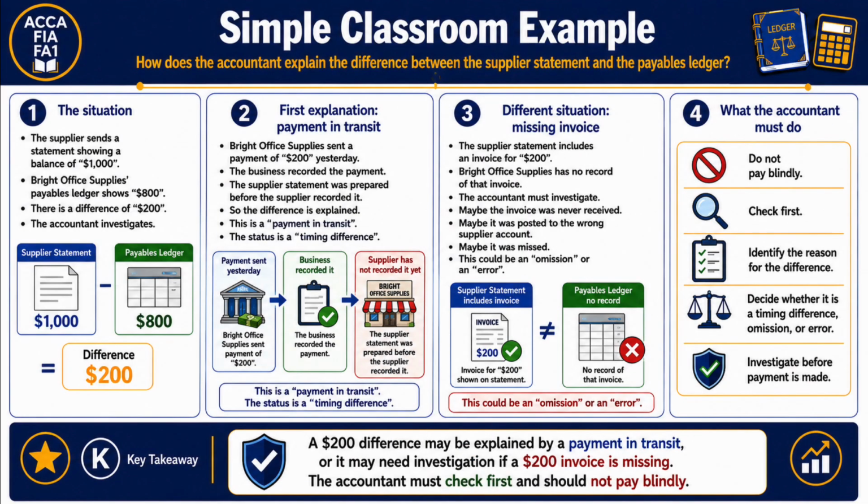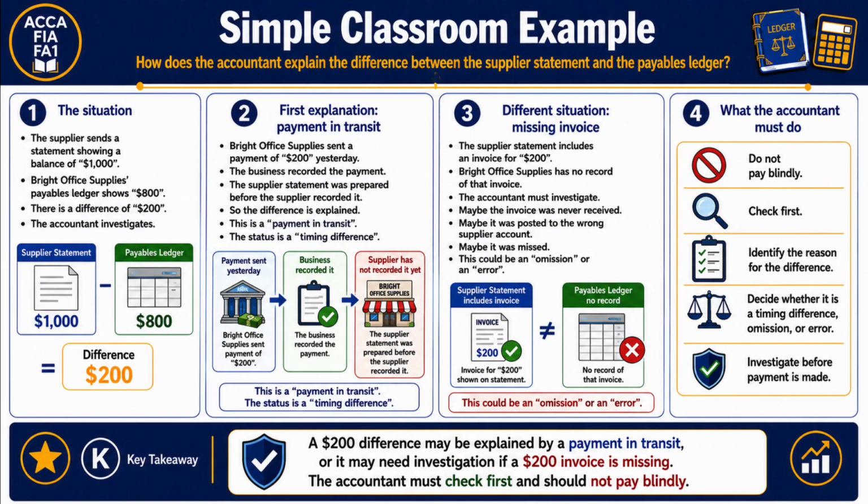Simple classroom example. Let us imagine a business called Bright Office Supplies. The supplier sends a statement showing a balance of $1,000. But Bright Office Supplies' payables ledger shows $800. There is a difference of $200. Now the accountant investigates. The accountant finds that Bright Office Supplies sent a payment of $200 yesterday. The business recorded the payment, but the supplier statement was prepared before the supplier recorded it. So the difference is explained. This is a payment in transit. The status is a timing difference.